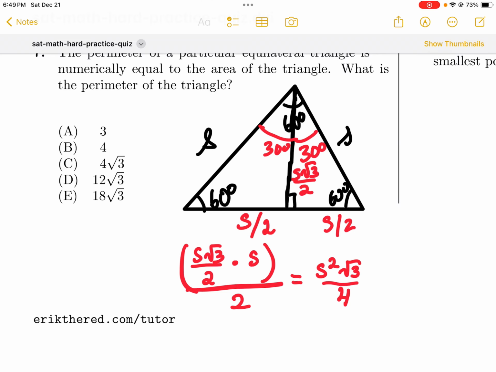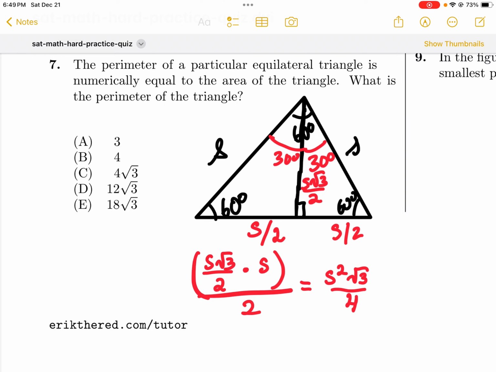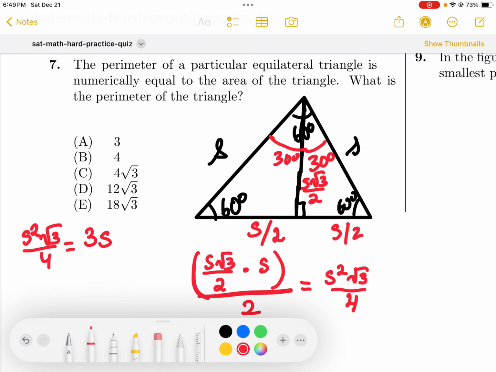Right? Now what do they tell us in the problem? The perimeter of a particular equilateral triangle is numerically equal to the area of the triangle. So our area, s squared root 3 divided by 4, is equal to the perimeter of the triangle, which is 3s. Now let me switch to a different color and solve this problem.